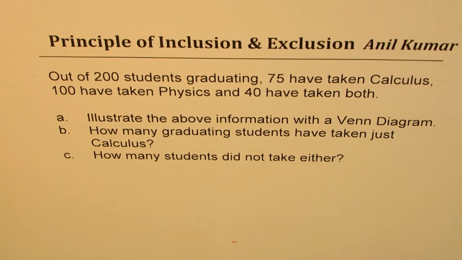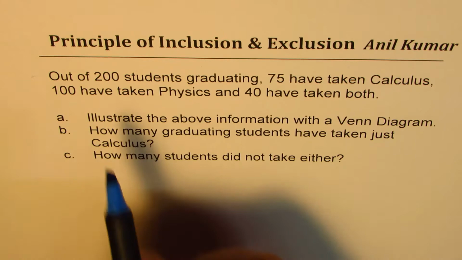Now let us take a few examples on principle of inclusion and exclusion. The question here is, out of 200 students graduating, 75 have taken calculus, 100 have taken physics, and 40 have taken both. Illustrate the above information with a Venn diagram. How many graduating students have taken just calculus? How many students did not take either? So we'll answer all these questions with the help of a Venn diagram for the given situations. You can always pause the video, answer the question, and then look into my suggestions.